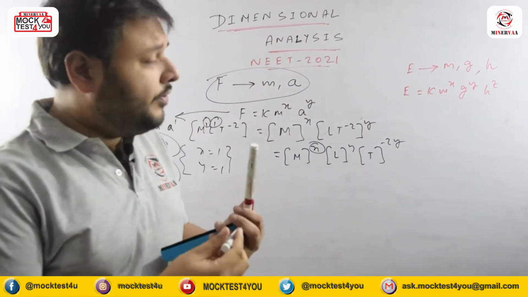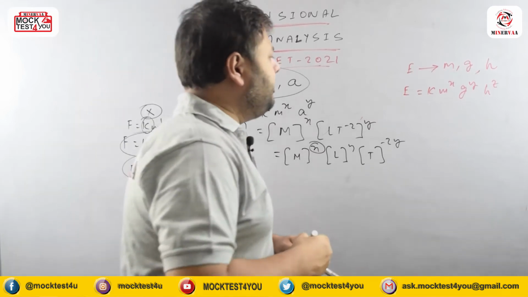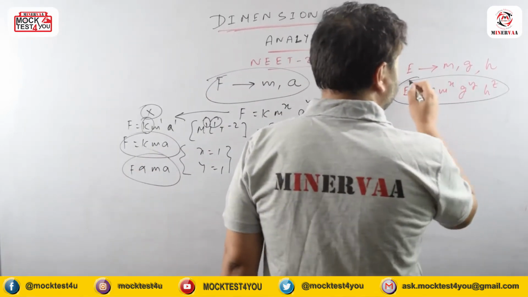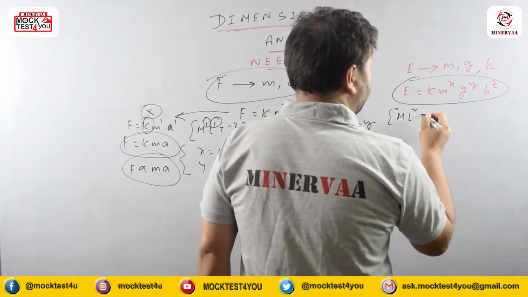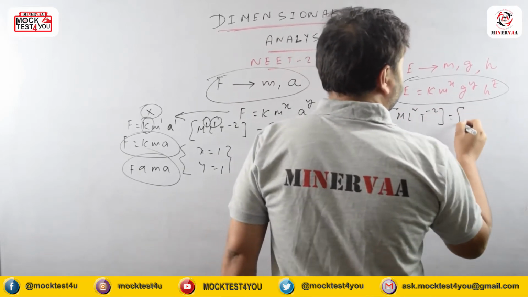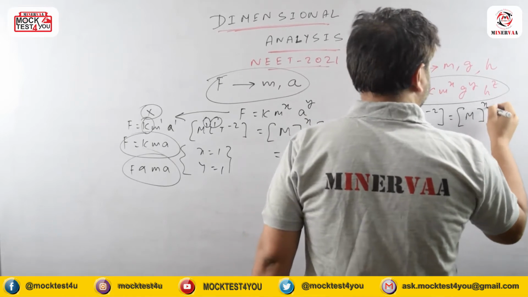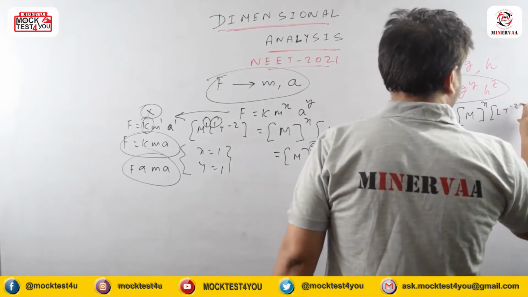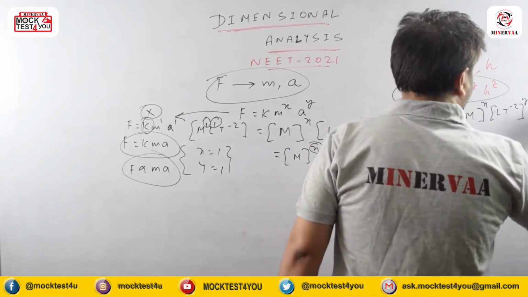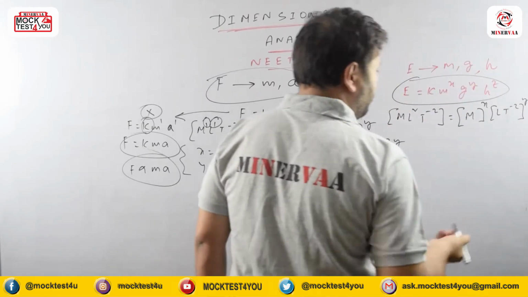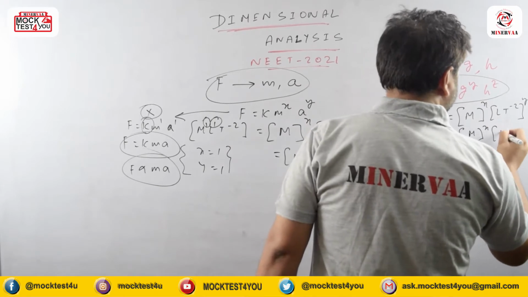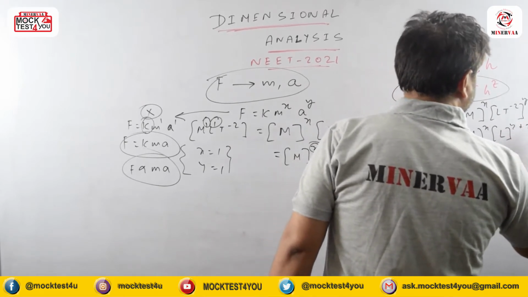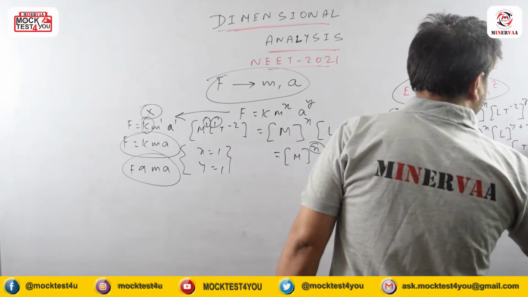Now from here, if we relate this in terms of dimension, energy means ML squared T to the power minus 2, that equals k is dimensionless, M to the power x, LT to the power minus 2 whole to the power y, and h that is L whole to the power z. So finally it will become M to the power x, L to the power y plus z, and T to the power minus 2y.